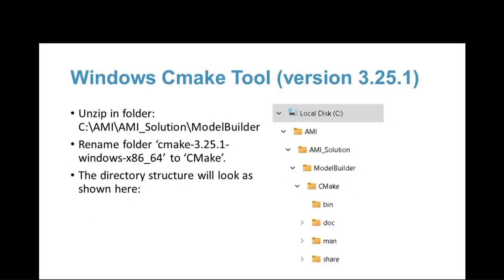Okay. And what you would do is take that zip file and place it in the AMI Model Builder directory, AMI/AMI Solution/Model Builder directory, and rename it to just CMake. Okay. Then when you unzip it, it'll have underneath it this bin directory, doc directory, man directory, and share directory.